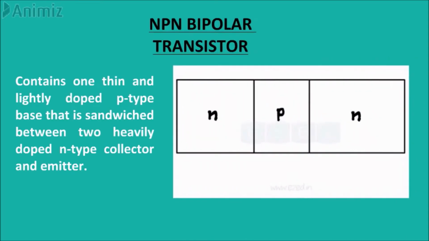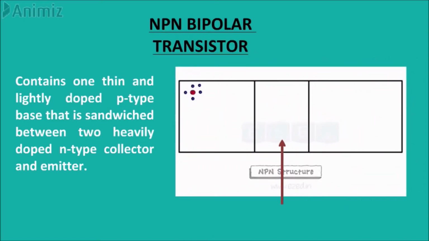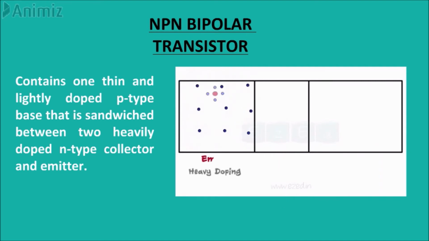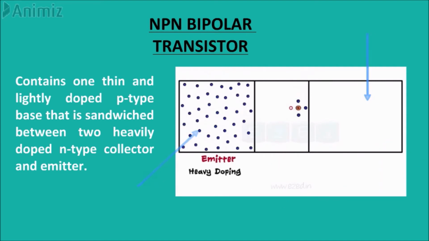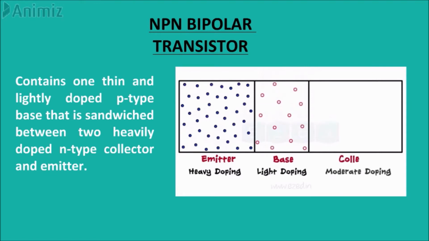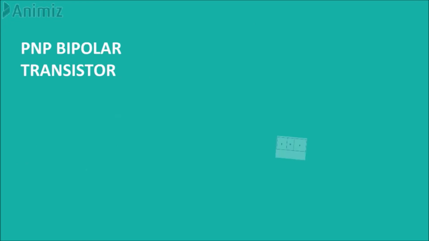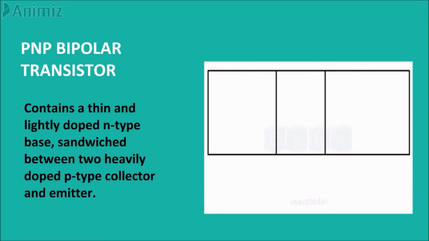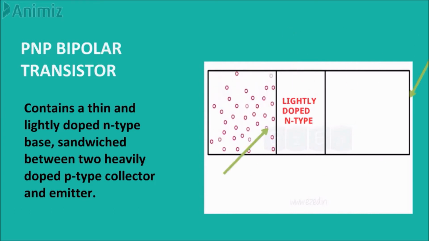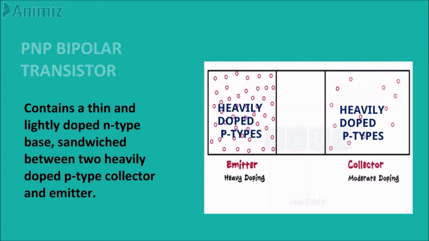An NPN bipolar transistor contains one thin and lightly doped p-type base that is sandwiched between two heavily doped n-type regions, the collector and emitter. The emitter contains a higher density of free electrons than the collector. As you can see in the animation, the emitter and collector contain free electrons while the base contains free holes as majority carriers. A PNP bipolar transistor contains a thin and lightly doped n-type base that is sandwiched between two heavily doped p-type regions, the collector and emitter.